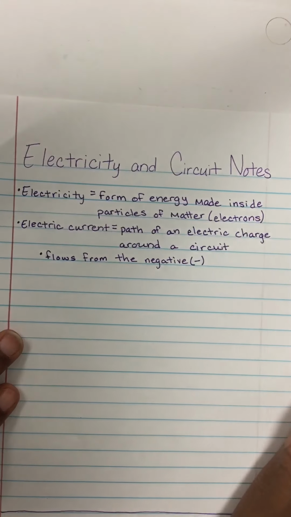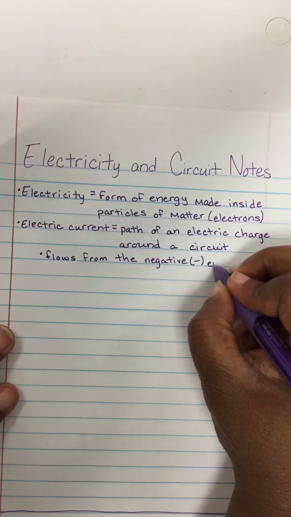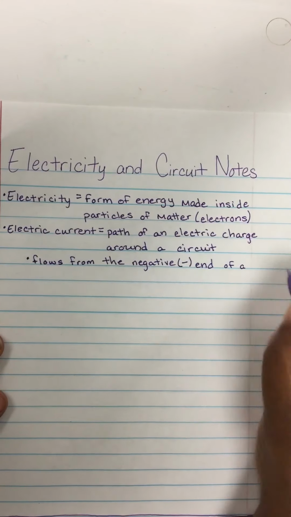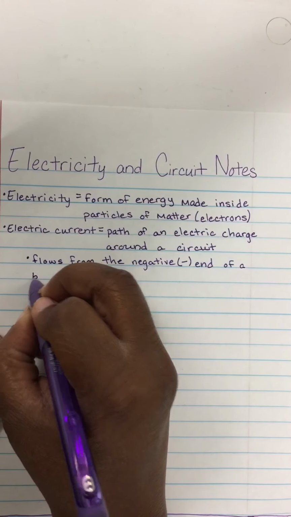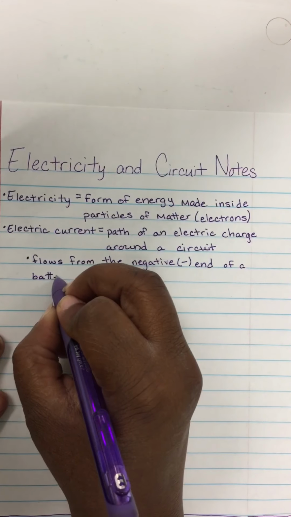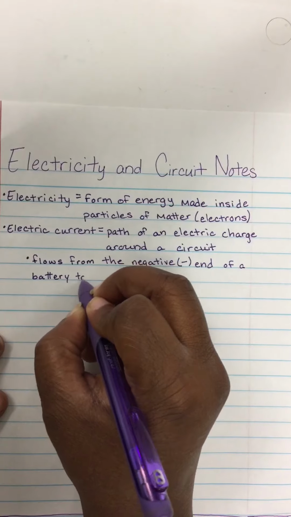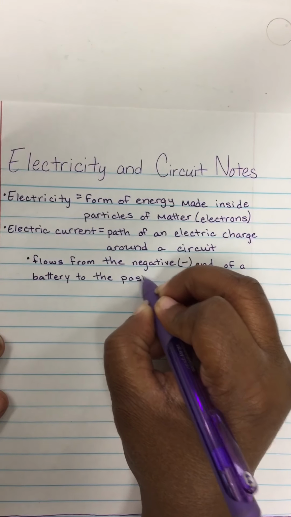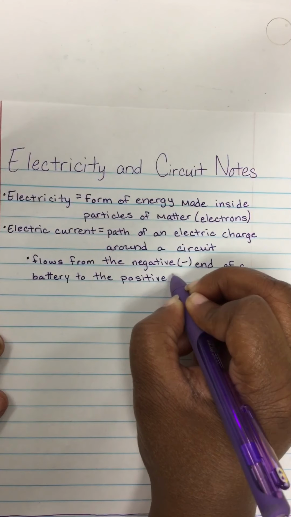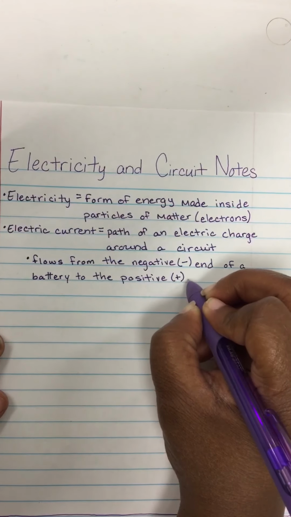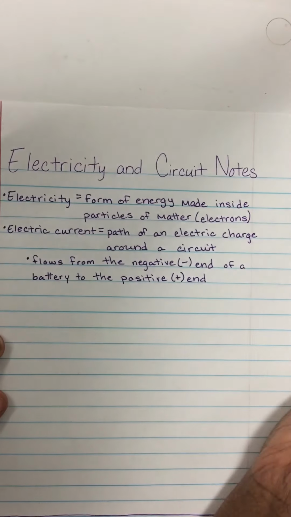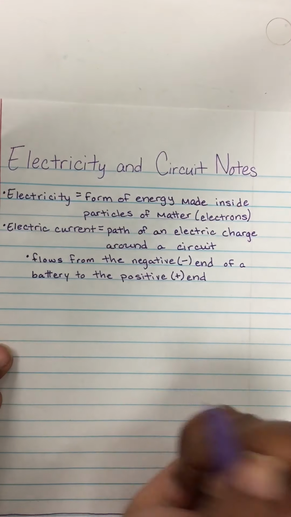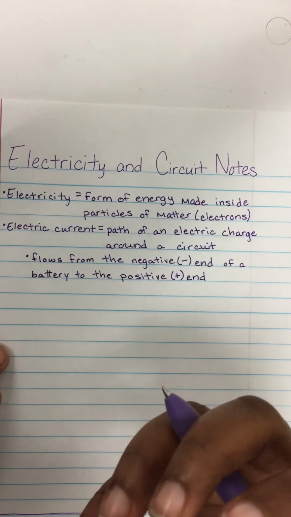Negative is always shown with a minus. Positive is always shown with a plus sign. Electrons also carry the charge, so they carry the thing that is producing electricity.